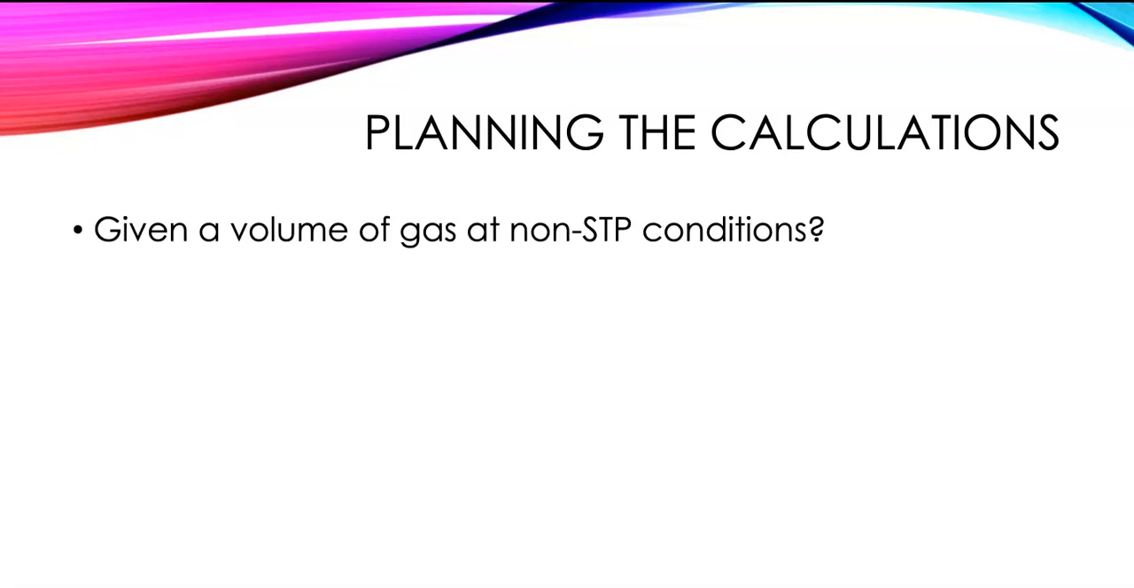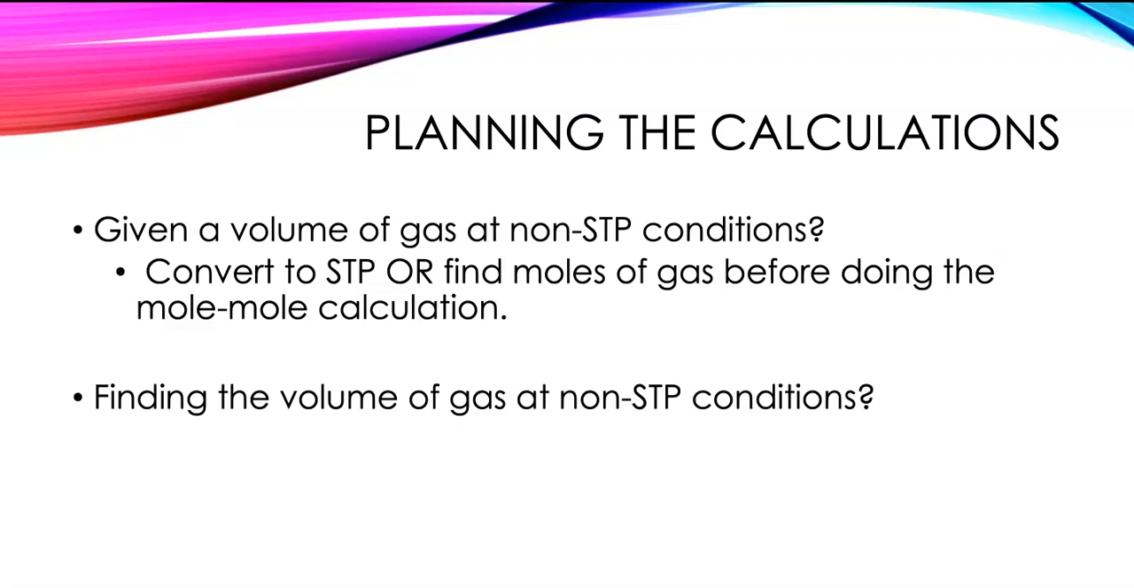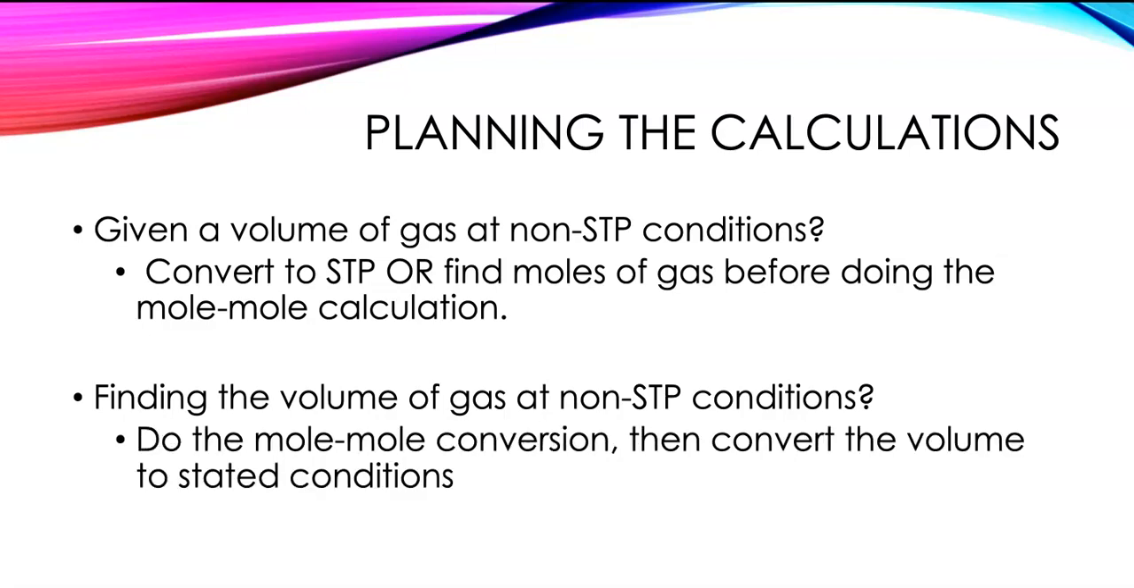So if you're starting the problem because you're given a volume of gas that's not at STP, you can convert it to STP by using the combined gas law, or you can find moles of gas using the ideal gas law. And then you can go on and do your mole to mole calculations and what other stoichiometry calculations are required. If you're going in the opposite direction, if you're solving for the volume of a gas at non-standard conditions, you do all your stoichiometry calculations, mole to mole conversions, and then you can convert your volume to the stated conditions. And again, you have a choice. You can either do that with the ideal gas law or the combined gas law, depending on where you stop and start.